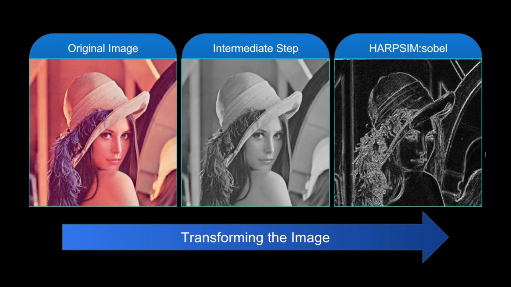This is the result of the simulation of the Sobel filter. On the left side is the original image. The AFU is going to change it to grayscale in an intermediate step and then create a new one with emphasized edges, as you can see on the right side.